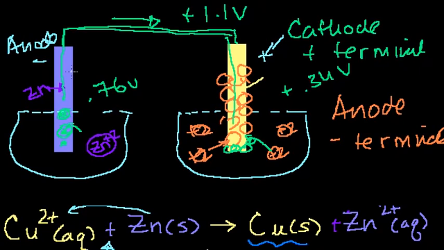And if someone says, hey, does oxidation or reduction occur at the cathode or the anode? Well, what's occurring right here? We have zinc in its solid state right here.